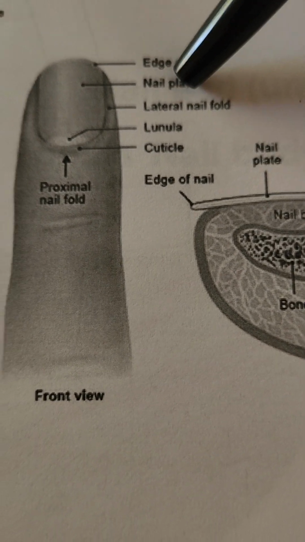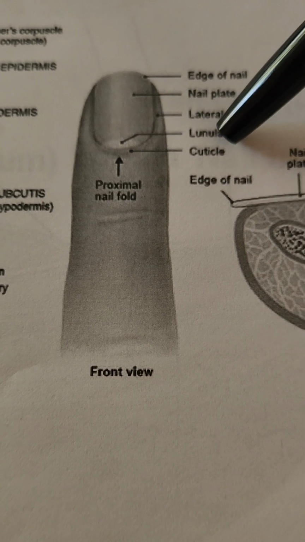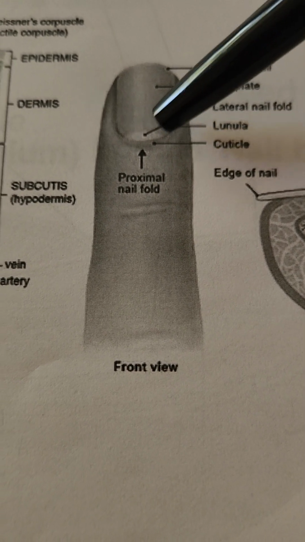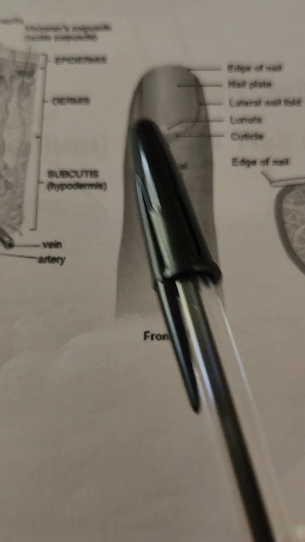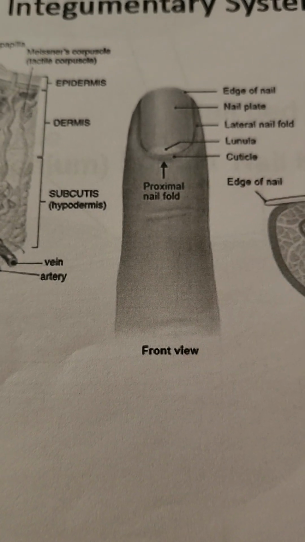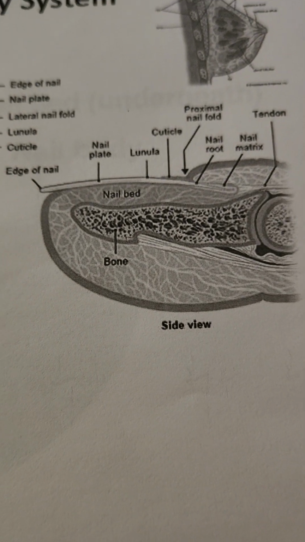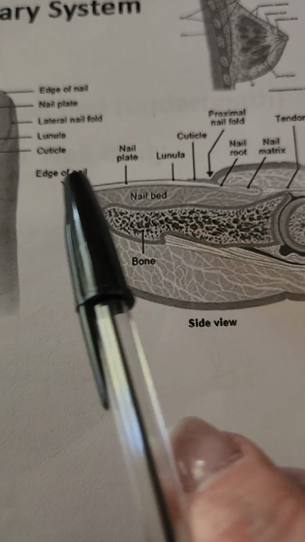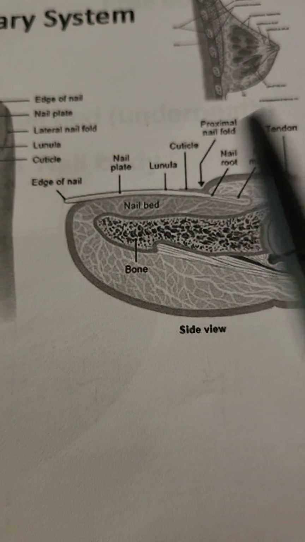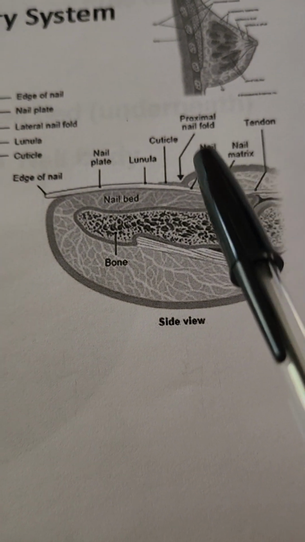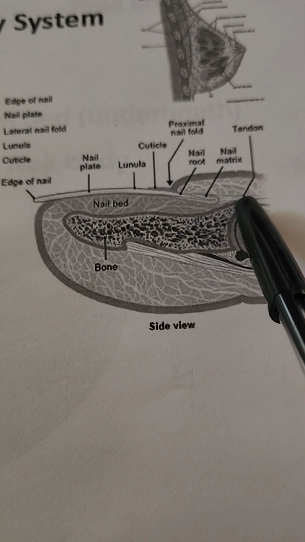We have a nail plate, a lateral nail fold, lunula, and of course the cuticle, and then the proximal nail fold would be here. Okay, and this is just a side view here. So we have the edge of the nail plate, the lunula again, the cuticle, proximal nail fold, nail root, nail matrix. There's a tendon here.